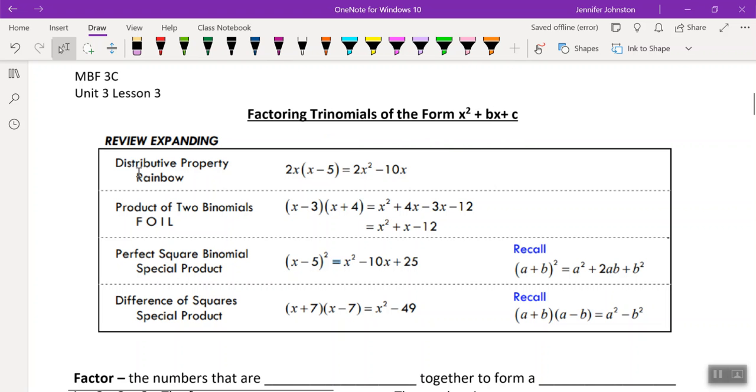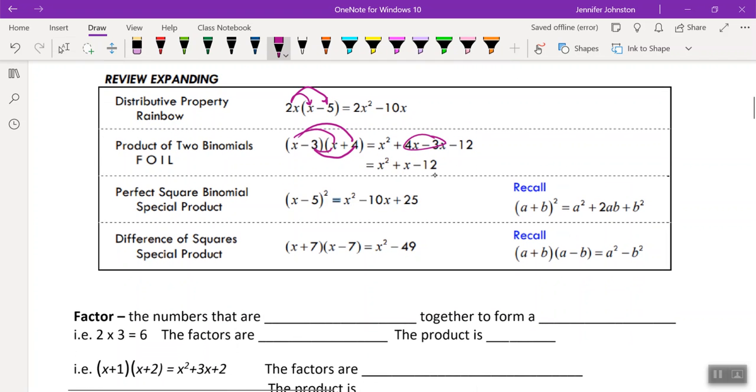Some things that we've looked at in terms of expanding are the distributive property, that rainbow, where the 2x gets multiplied by both of them. So 2x times x is 2x squared, and 2x times negative 5 is negative 10x. We also looked at FOIL: first, outside, inside, last. We did that on day 1, or lesson 1. So x times x is x squared, x times 4 is 4x, negative 3 times x is negative 3x, and negative 3 times 4 is negative 12. Put those middle two together and you get your trinomial.